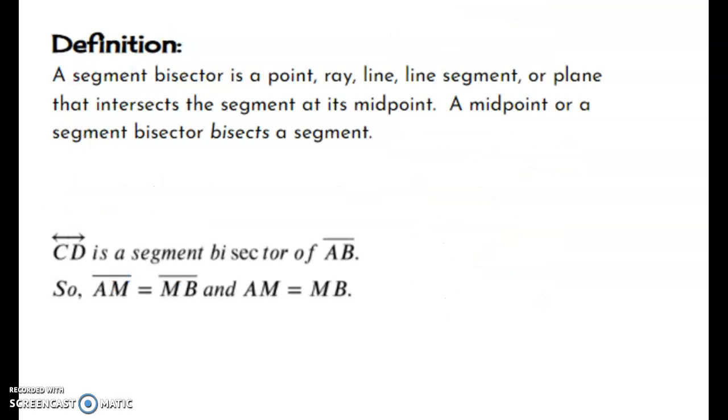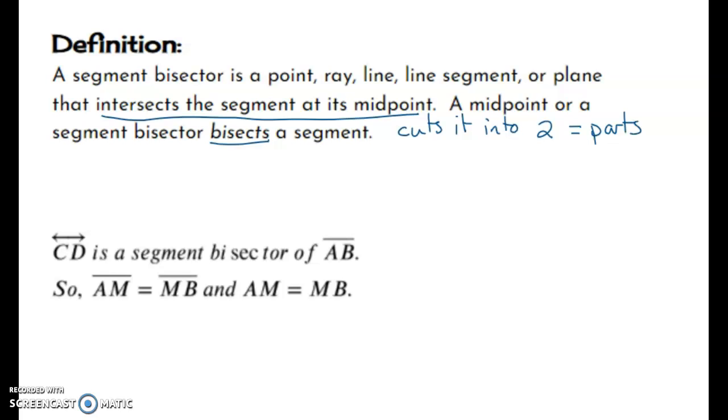Let's look at the bottom part of our foldable about segment bisectors. So a segment bisector is a point, ray, line segment, or a plane that intersects the segment at its midpoint. So if the segment bisector intersects it at its midpoint, then that means it's in the middle. So the segment bisector bisects a segment, which means it cuts it into two, bi means two, equal sections or parts. So instead of bisect, you can think of as cuts into two equal parts.